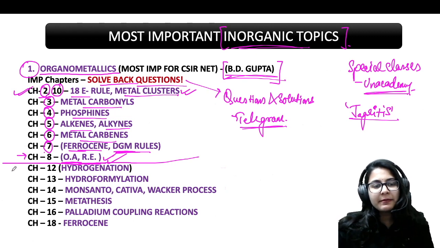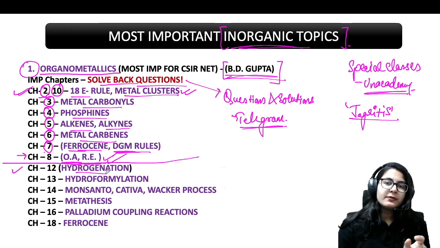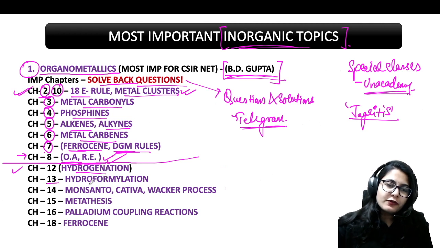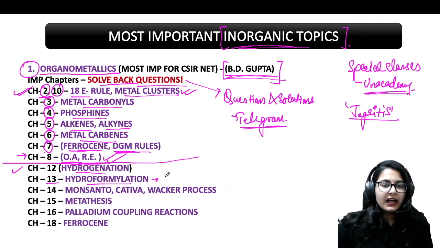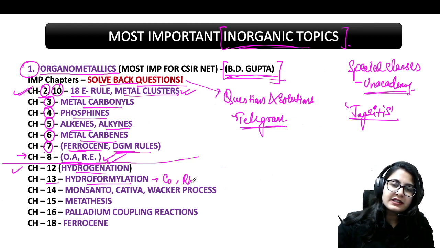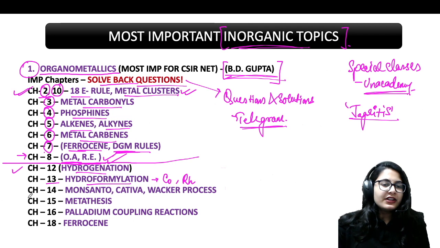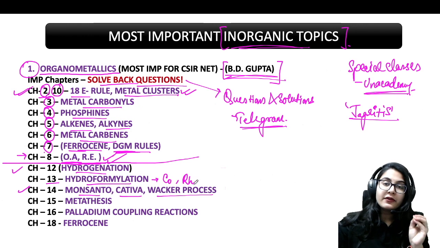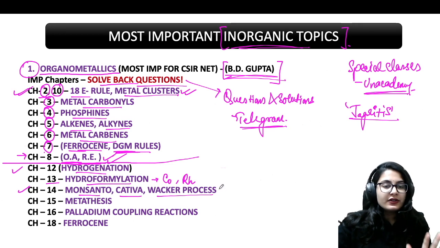In these chapters, like chapter 12, you're only going to do hydrogenation by Wilkinson's catalyst and by Crabtree's catalyst and so on. Just be very, very selective. Chapter 13, hydroformylation reaction, that is your oxo process. So only study the two catalysts for the oxo process, that is your cobalt based catalyst and rhodium based catalyst. Just do that. Okay. Chapter number 14, Monsanto, Cativa, and Wacker process. All the types of questions which could be asked from these processes are given. So these are very to the point and direct. You must visit them. Okay.